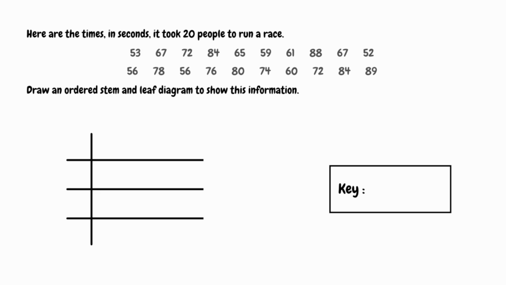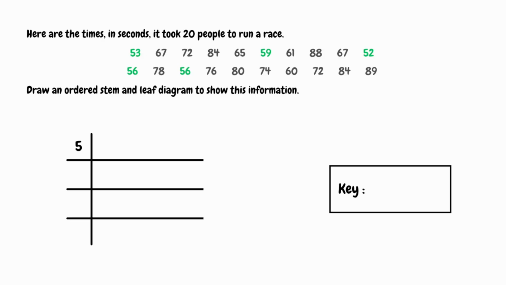So what I'm going to do first is look for my smallest number. And we can see out of the 20 numbers that the smallest number we have is 52. So what I'm going to do now is look through all my numbers and find all of them that are in the 50s. So starting with the top row, we have 53. We then have 59. We have our smallest number of 52. We have 56. We then have 56 again, and that would be it. So these are the first lot of numbers that I'm going to put into my stem and leaf diagram. So the first digit of all of these numbers is 5. So that is what I'm going to use as my stem.